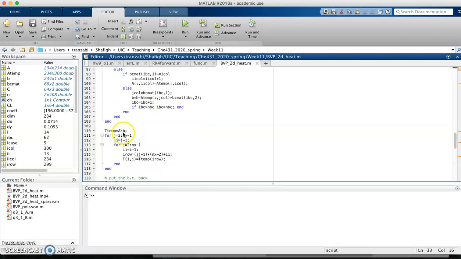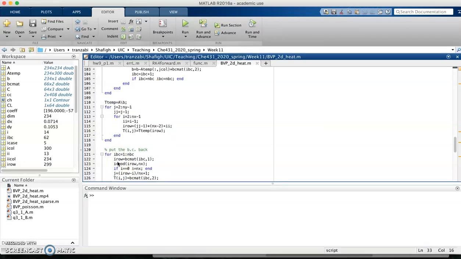Then you can solve the system by A backslash B and you get the temperature, but these are the interior temperatures, you have to add the exterior temperature, and that's what I have here. But before doing that, this is going to be a column vector. Now if you want to have a matrix for the temperature, exactly as we presented it in a grid, then you have to convert your column vector to a matrix of temperature, and that's what I do here.